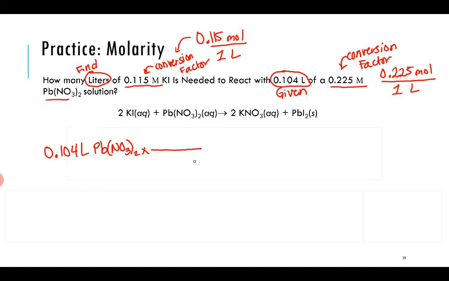And then I need to cancel out my liters and I need to get to moles. This is my molarity. Always just look at the units to make sure that you're lining up your units right to cancel out. And so the 0.225 was attached to the moles and the 1 was attached to the liters. And this is still of my lead nitrate.